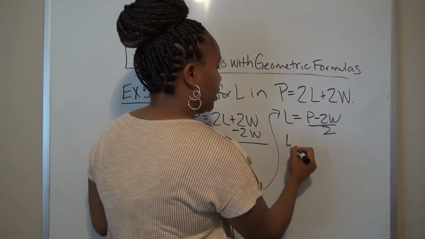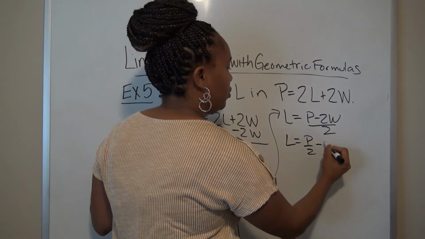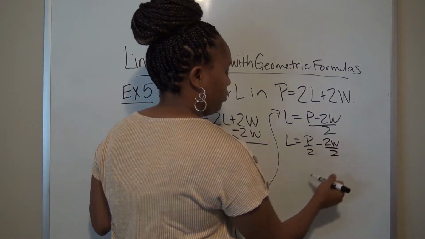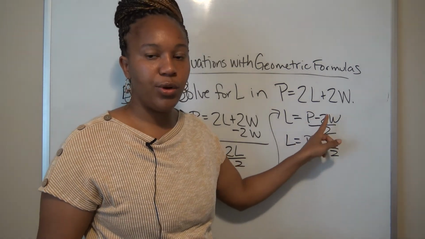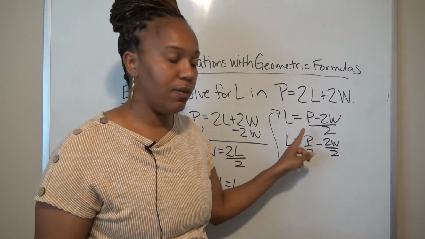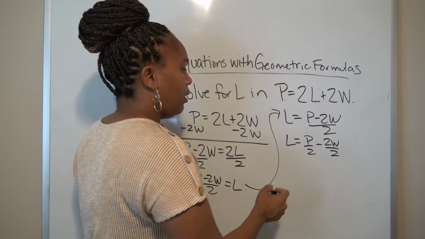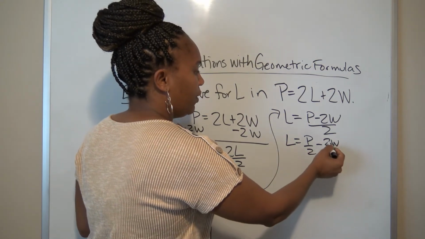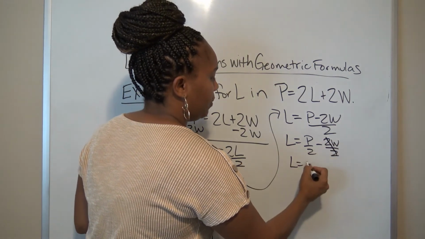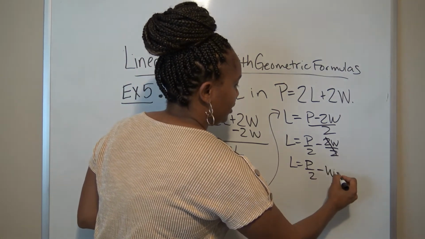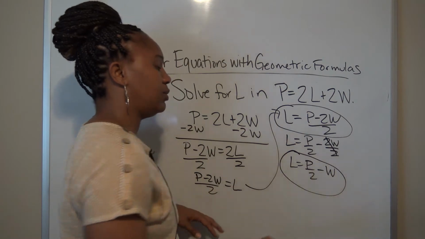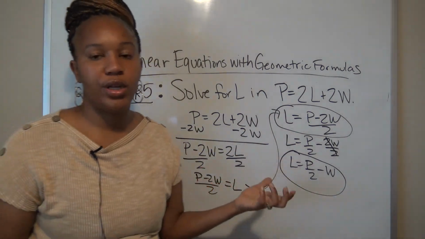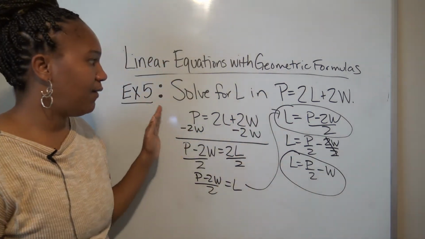But you could also break this up and say that's P over 2 minus 2W over 2. Because whenever you have one denominator, you could break the numerator up and write it over that denominator. And then 2 over 2, those go away, which makes it P over 2 minus W. So this is one possible solution. I mean, they're the same. It's just two different ways you could write it. So that's how you would solve for L in this problem.